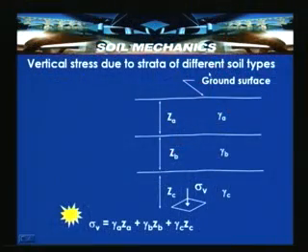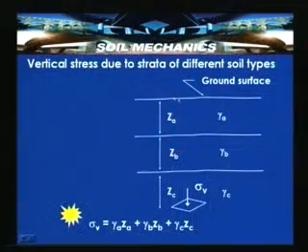Vertical stress due to strata of different soil types. Suppose you are having a stratification, like layers which are deposited, of thickness Z1, Z2 and Z3 and having unit weights gamma 1, gamma 2, gamma 3. Suppose you are required to determine stress at a certain depth Z below the ground surface, then we have to follow this particular procedure. That means the unit weights referred to as layer A, gamma A and ZA, gamma B and ZB, and gamma C and ZC.